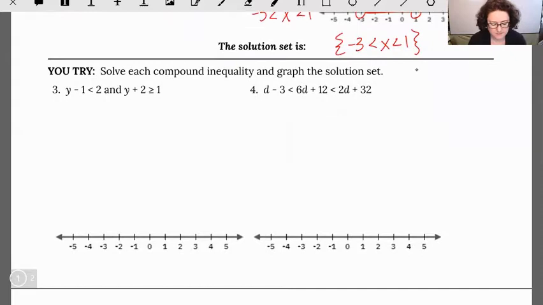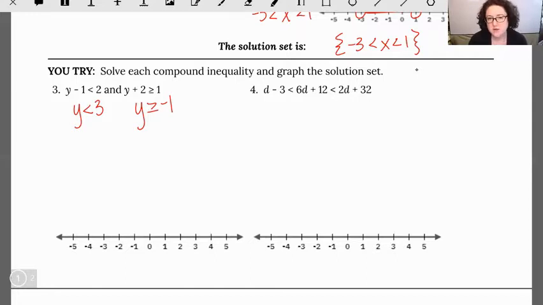Okay. So number 3 has the "and" written out, so I know I'm going to have two solutions. Left-hand solution, all I have to do is add a 1 to both sides. Right-hand solution, I need to subtract 2. But again, notice, I did not flip my sign. You only flip your sign if you are multiplying or dividing by a negative.